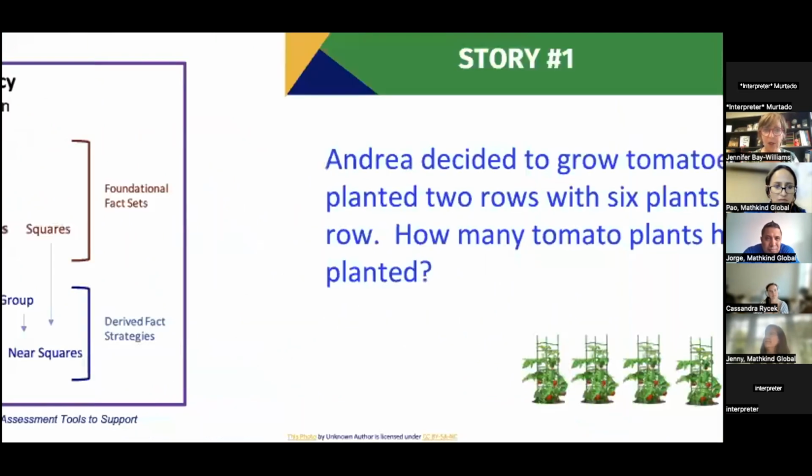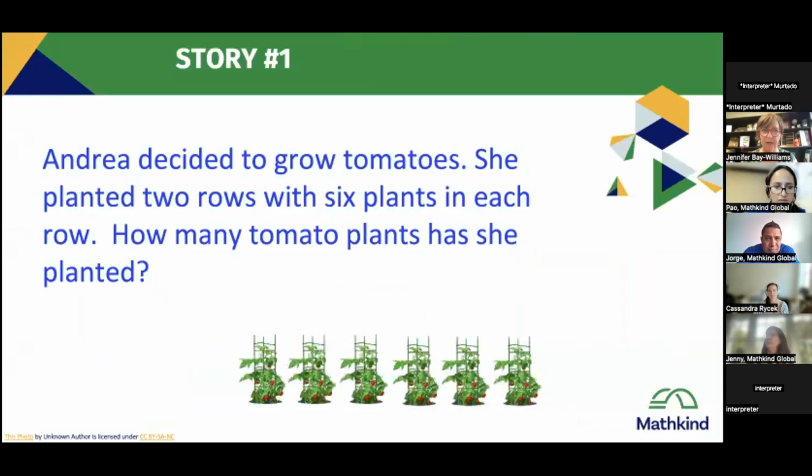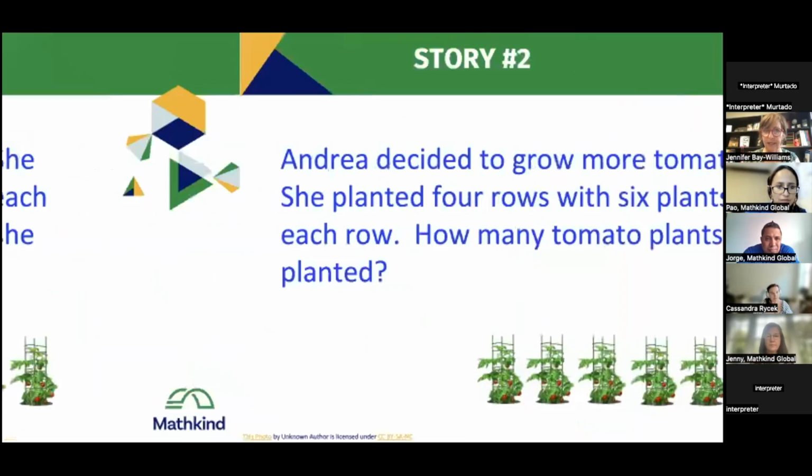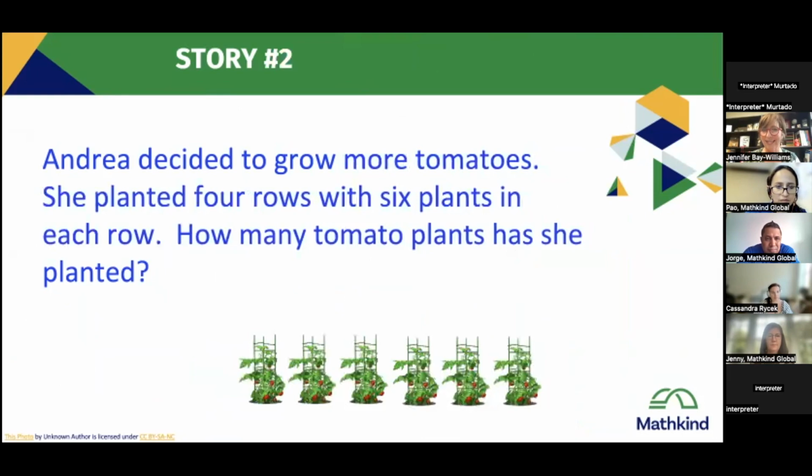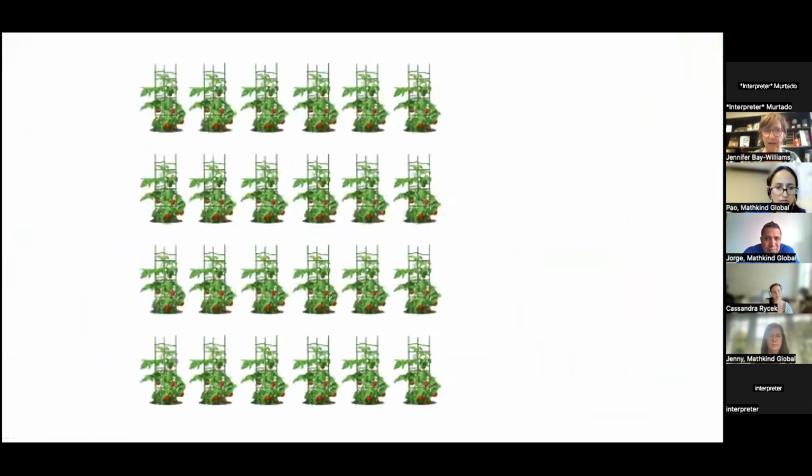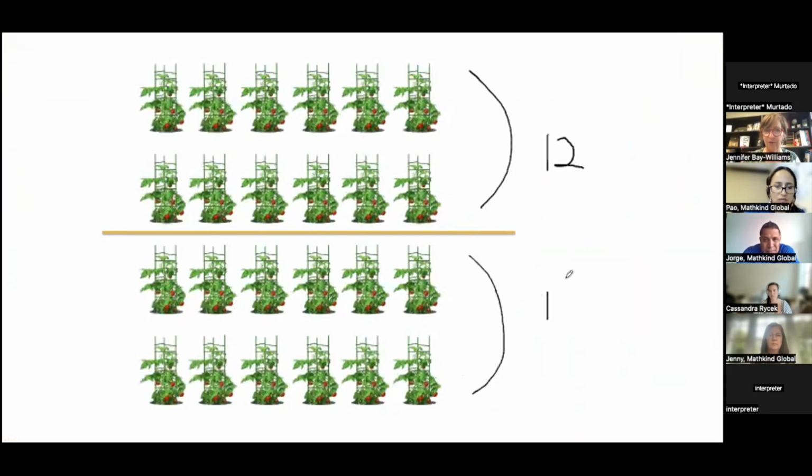So what that looks like is Andrea decided to grow tomatoes. She plants 2 rows with 6 plants. How many plants has she planted? So then the second story is she decided to grow more tomatoes. She has 4 rows of 6 plants. And you can do that visually as well. So you can see the 2 rows. The 2 rows gives you 12. And so 2 more rows would be 12. So you can double the 12.